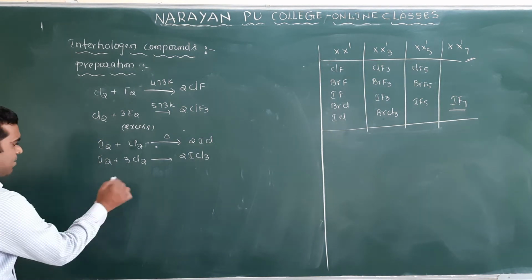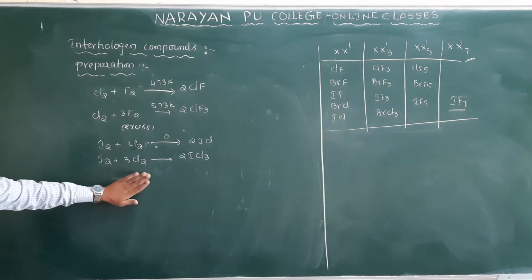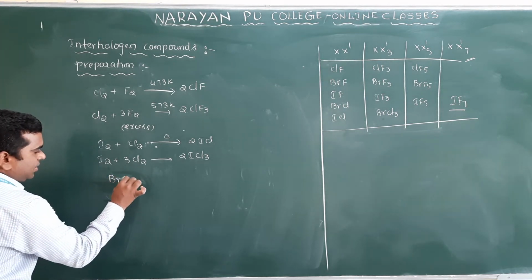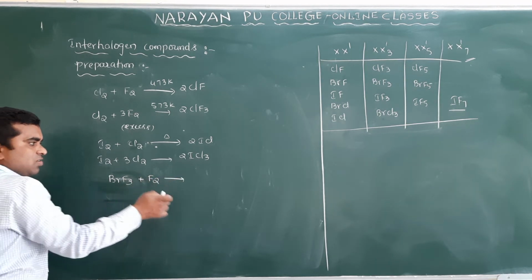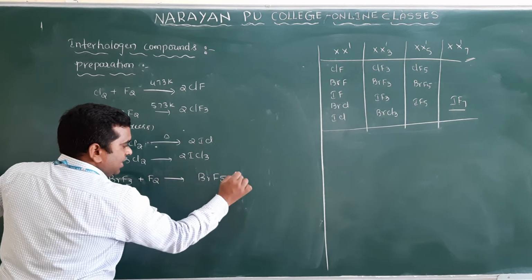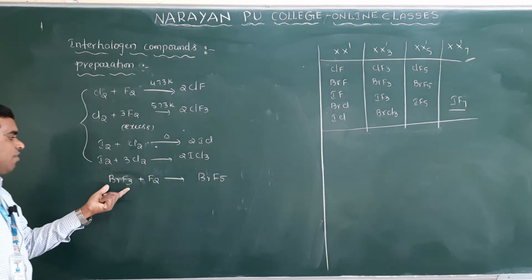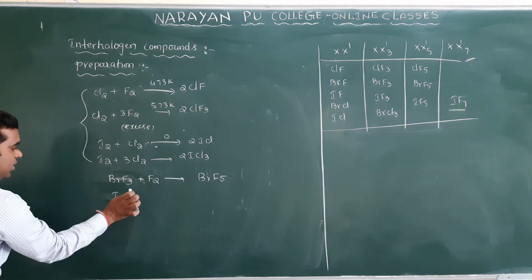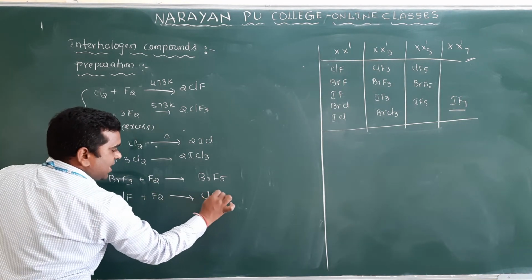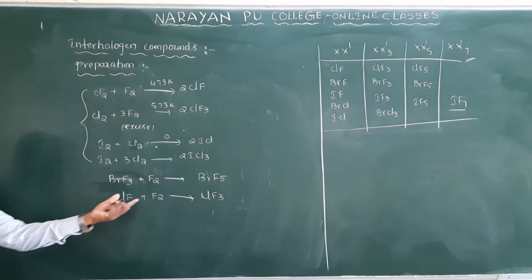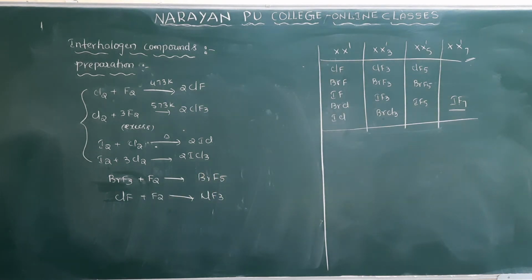Or otherwise, sometimes you can write here BrF3. Clear? Treat this one with fluorine. This is a lower interhalogen, treated with the halogen. Then what will we get? BrF5. This is direct halogen, meaning one halogen reacts with another halogen. Suppose I write here ClF and treat this one with fluorine, then what will I get now? ClF3. When lower interhalogen compounds react with the halogens, you will also get higher interhalogen compounds.